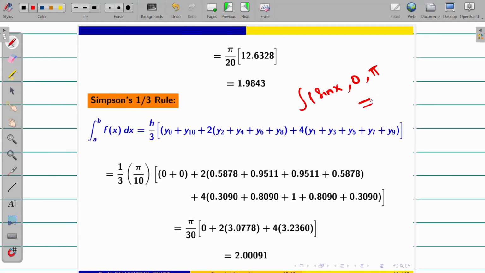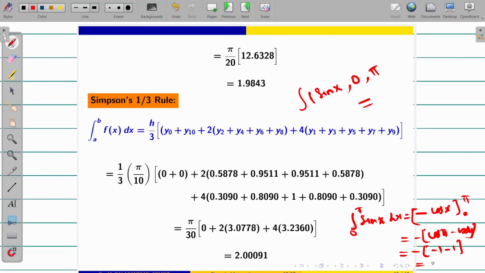What is the integration of sin x? The integral of sin x dx is equal to minus cos x, limit 0 to pi. Take the minus outside, apply the upper limit: cos pi minus cos 0. So minus of cos pi value minus 1, minus cos 0 value 1. So minus of minus 1 minus 1, minus 2, minus into minus, it will be plus 2. So you don't need to waste your time like that.